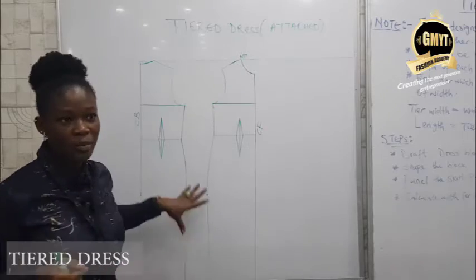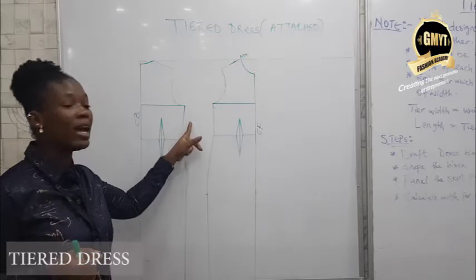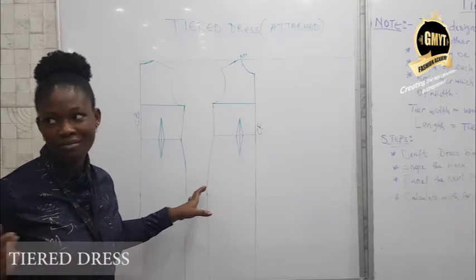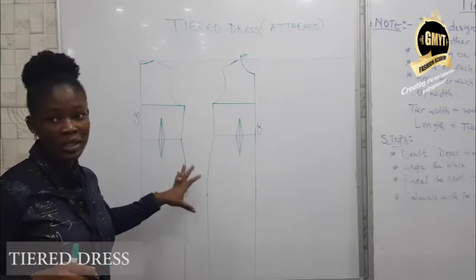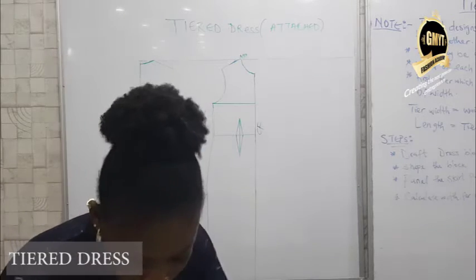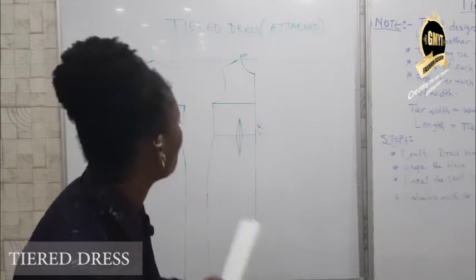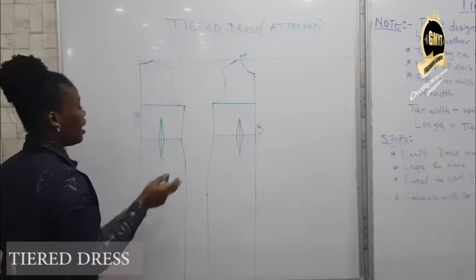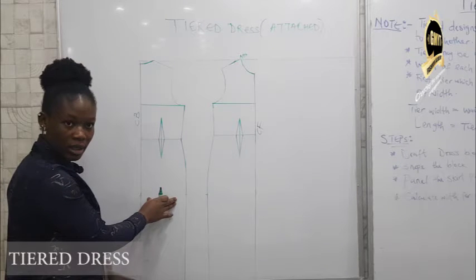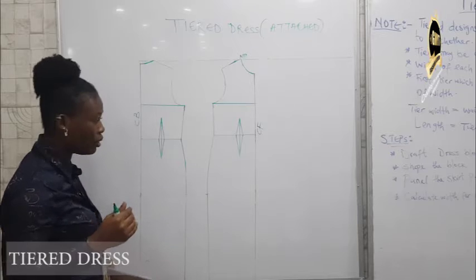So this is my dress pattern here. You can see I've drafted it to the length, and you can see I have shaped the side. So I have my front and my back here. So now I want to segment my lower part into the amount of layers that I want.